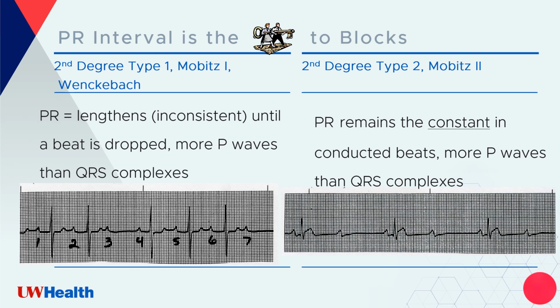Here's a side-by-side comparison of the second-degree heart blocks. Your PR interval is going to be key with all of the blocks. With Mobitz 1, your PR interval is going to lengthen until you have a dropped QRS complex. And then with second-degree type 2, you have a constant PR interval. However, you do still have those dropped QRS complexes.